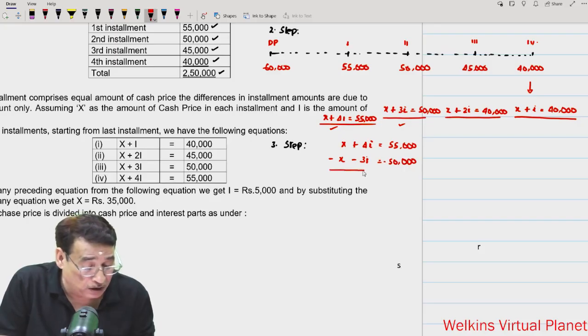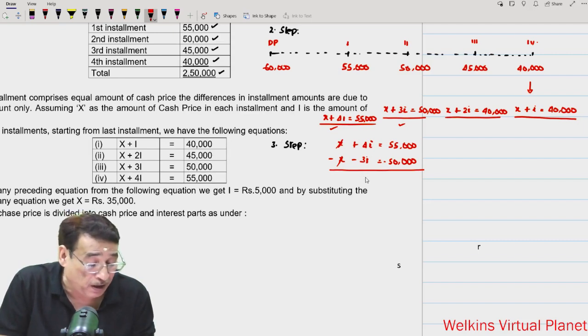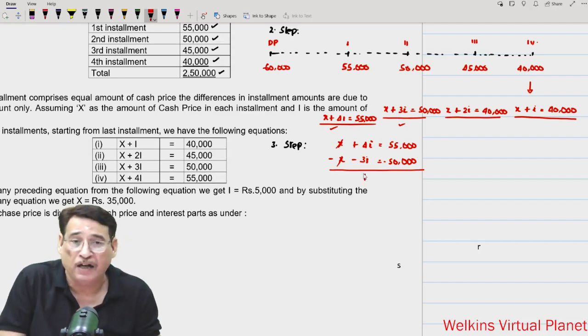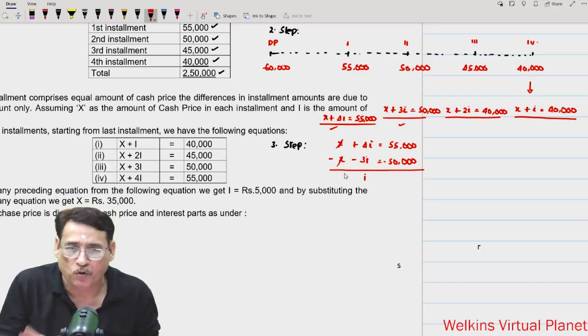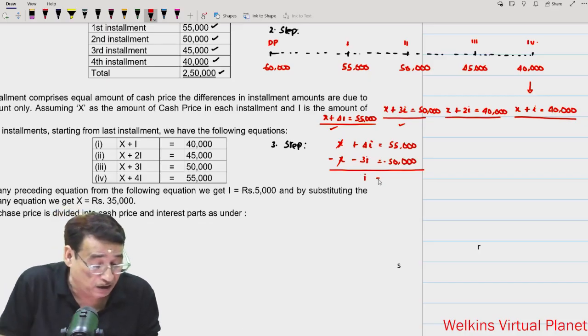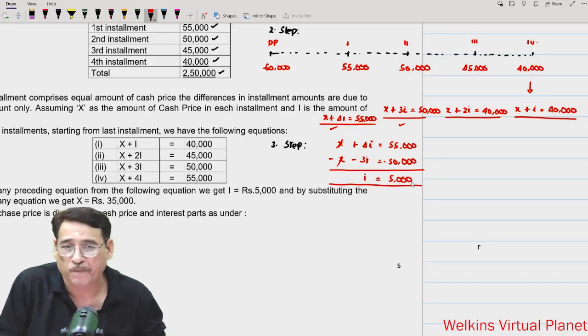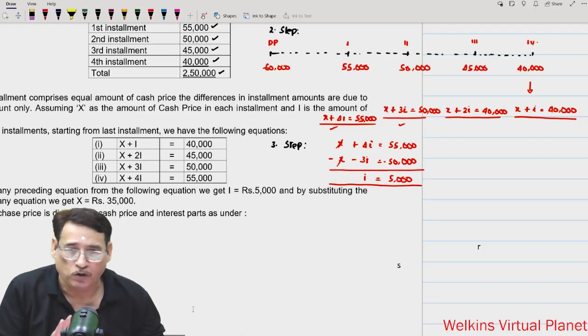Now I will solve this equation. Minus X plus X will get cancelled, correct? And plus 4i minus 3i will be equal to i only. Why i? You will say, sir, it is equal to 1i. No doubt about it. It is equal to 1i, but i itself means 1i, correct? Is equal to 5,000. So now we know that interest is equal to 5,000, or i is equal to 5,000.